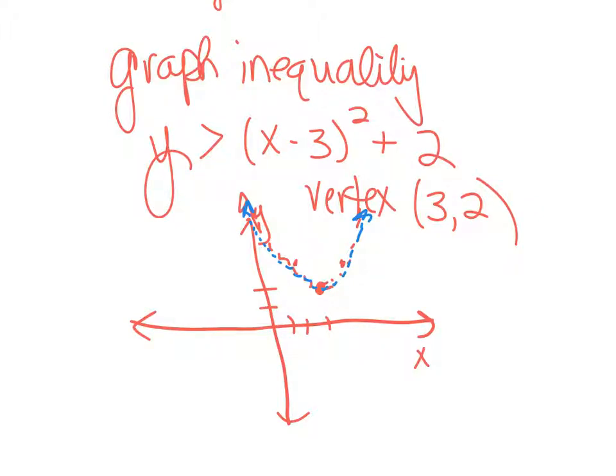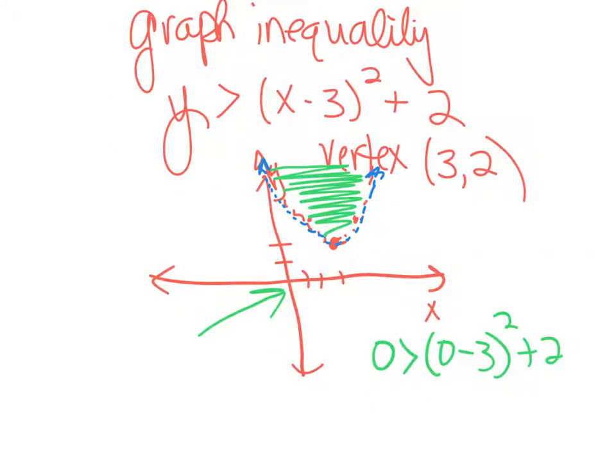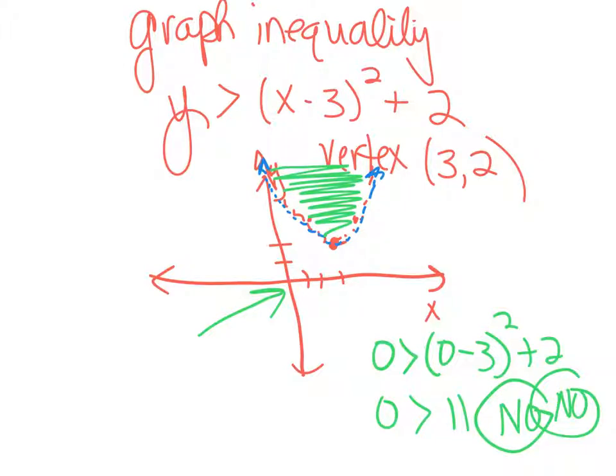And it says y is greater than, so I'm thinking that my shading needs to be in here. But what I want to do is check the 0, 0 and see if it works. So I'm going to plug in 0, 0 for x and y, and this is going to be 0 is greater than 0 minus 3 squared plus 2. So this is 9, plus 2 is 11. Is 0 greater than 11? The answer is no. So should 0, 0 be shaded? The answer is no. So we shaded in the right place.